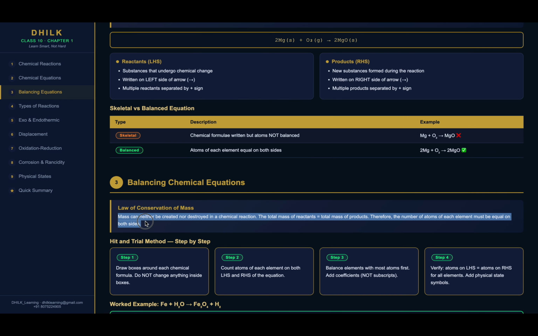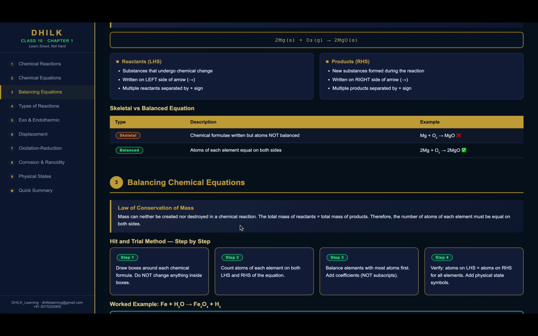Mass can neither be created nor be destroyed in a chemical reaction, and the total mass of the reactants is equal to the total mass of the products. Therefore, we can say the number of atoms of each element must be equal on both sides. The number of atoms of each element on the left side must always be equal to the number of atoms of the same element on the right side. This is why we need to balance chemical equations.